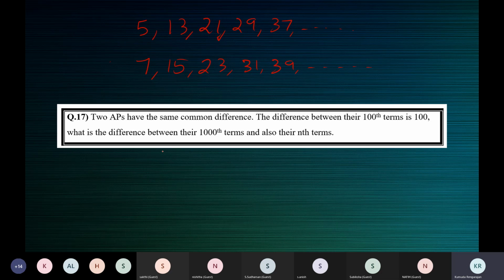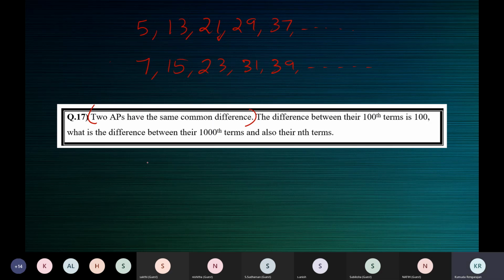I have not read the question ahead. I'm stuck here, trying to understand what's given. 2 APs have the same common difference. That means their first terms are not the same. If their first terms are the same and their common difference is also the same, then both are the same. Both the APs will have the same terms.